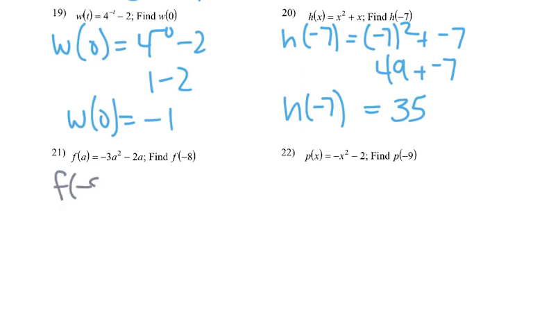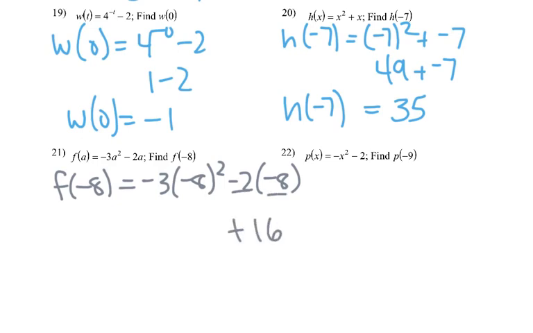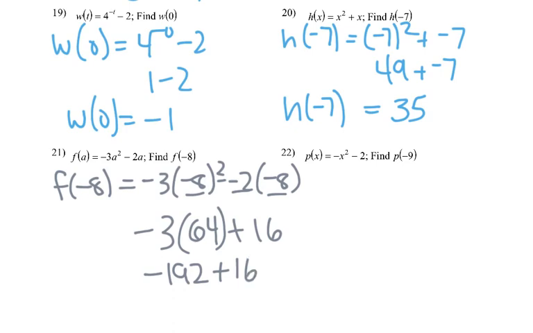And 21, f of negative 8 equals negative 3 times negative 8 squared minus 2 times negative 8. So, negative 2 and negative 8, positive 16, negative 8 squared, positive 64, times negative 3 is negative 192 plus 16, and that ends up being negative 178. So f of negative 8 equals negative 178. So hopefully you noticed that I never messed with this side. I see that a lot where people try to divide by negative 8 or divide by f. You don't do that.